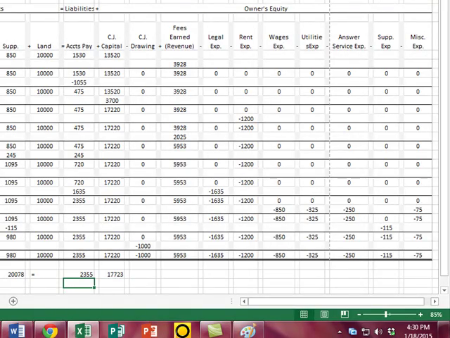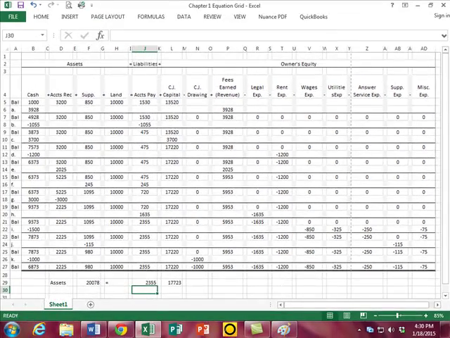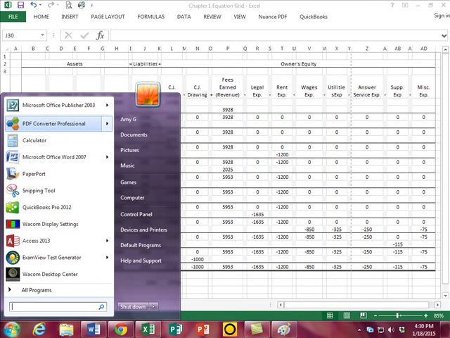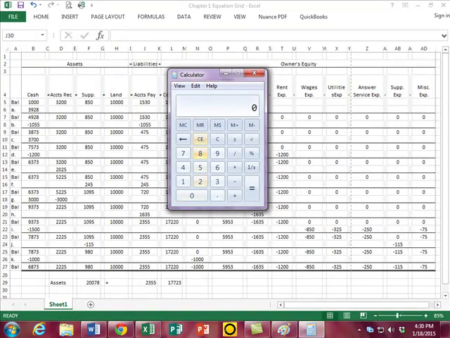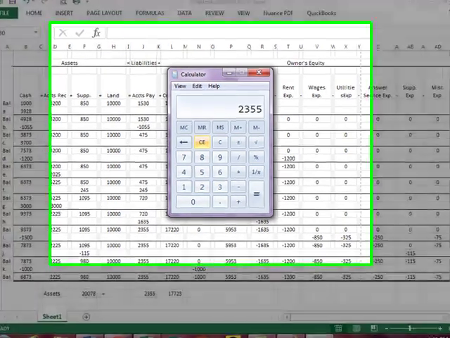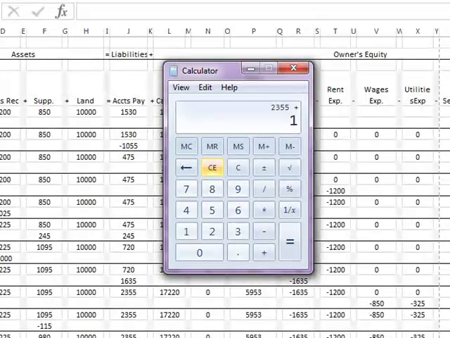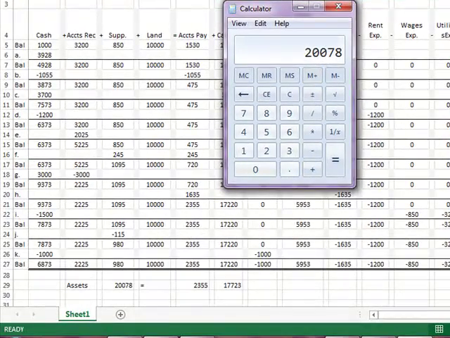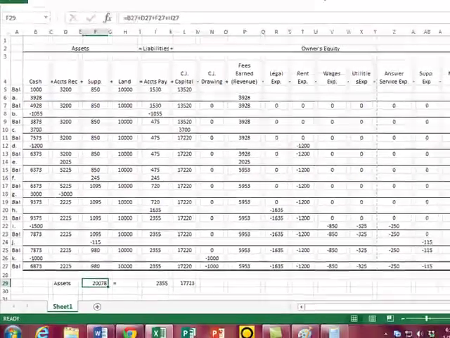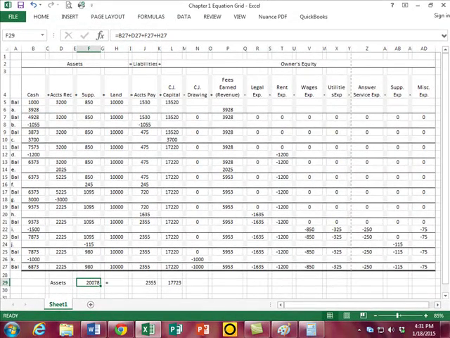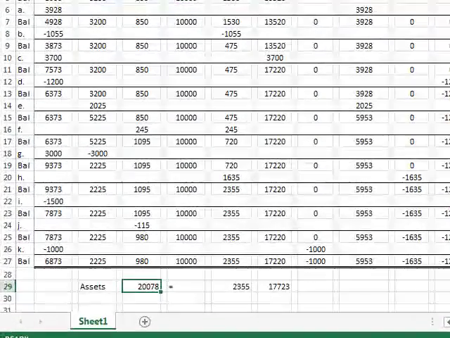So we have $17,723 in owner's equity, and we have liabilities of $2,355. So let's add that up. $2,355 plus $17,723. We have liabilities plus owner's equity of $20,078, and we have assets of $20,078. So after all these transactions, our equation is balanced.